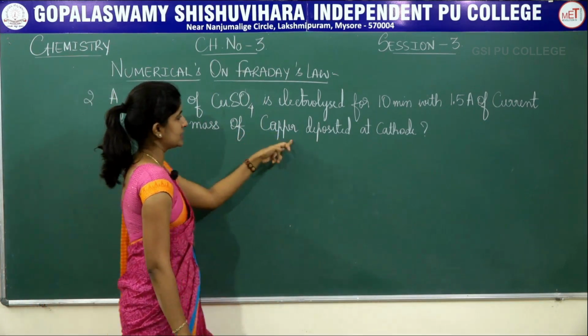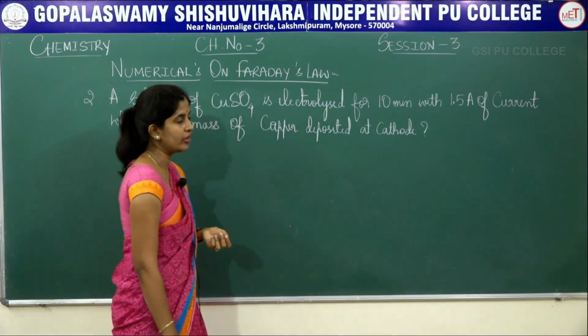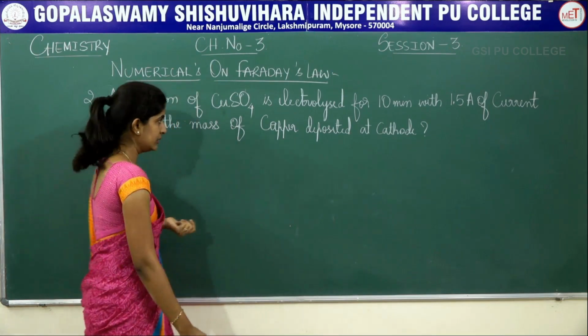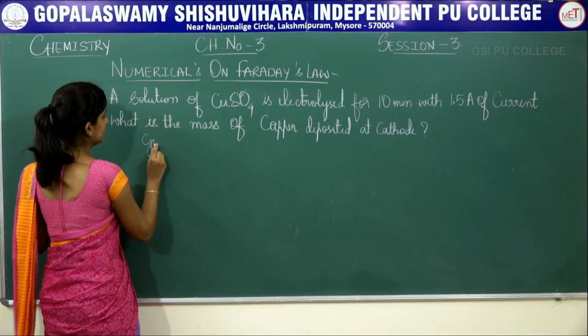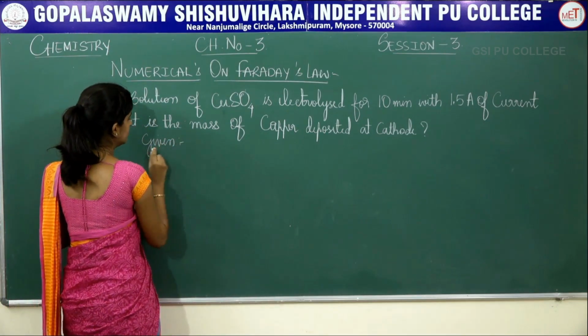What is the mass of copper deposited at the cathode? That is the respective electrode. You have to calculate what is the mass of the copper deposited. First, let us see what are the things given and what should you calculate. So let us take the given. What are given in this problem?